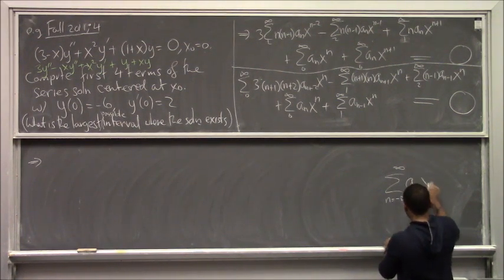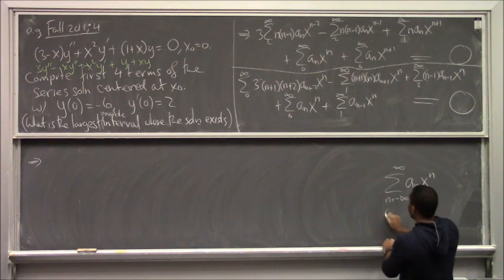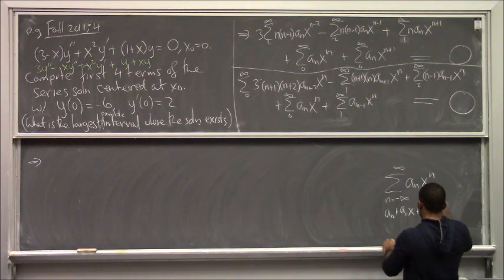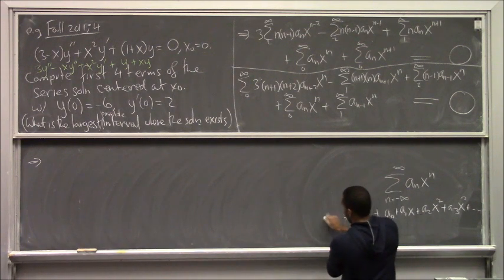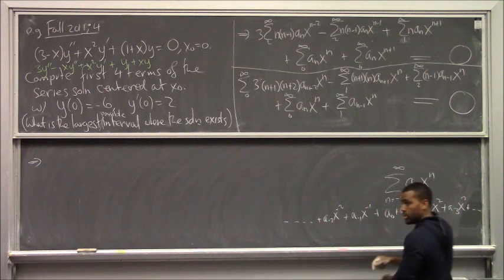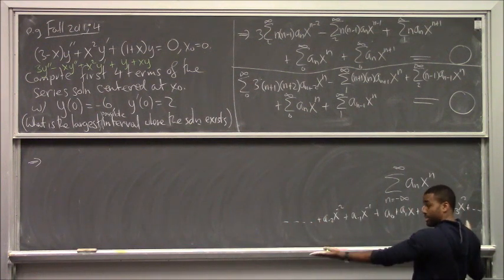So you can have a0, a1x, a2x squared, a3x cubed, plus dot dot dot, and you can literally go backwards: a sub minus 1, x to the minus 1, a sub minus 2, x to the minus 2. That makes sense. You can just generalize a series like that.